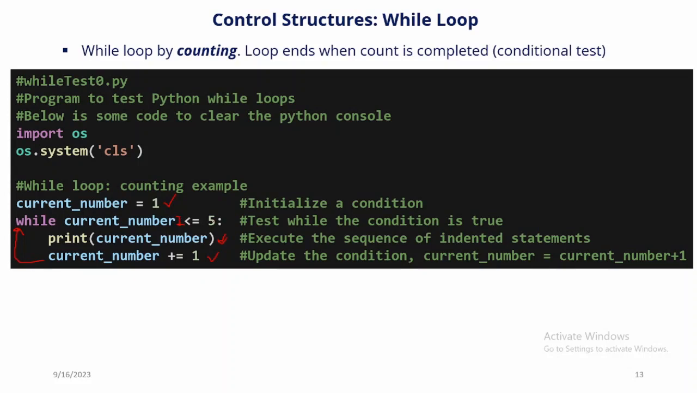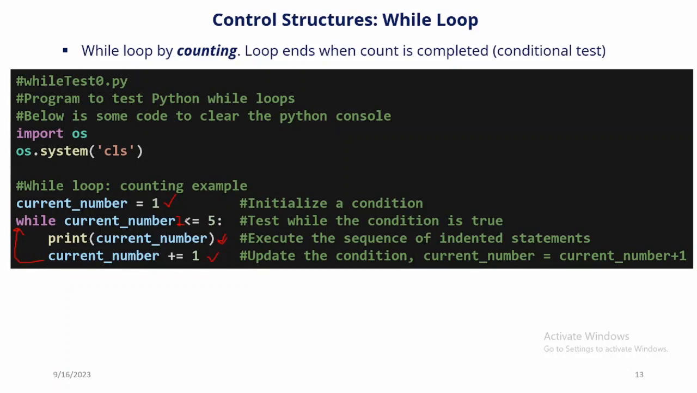Is 4 less than or equal to 5? Yes. Print 4. Increment, it becomes 5. Final test. Is 5 less than or equal to 5? Yes. Print 5. Increment, it becomes 6.